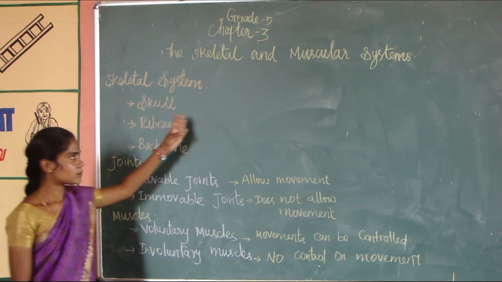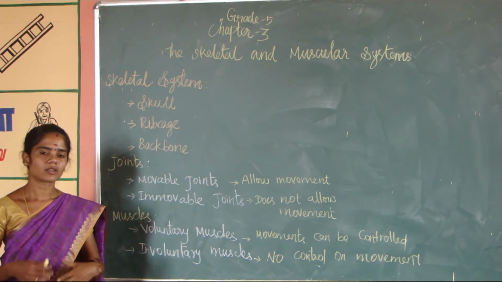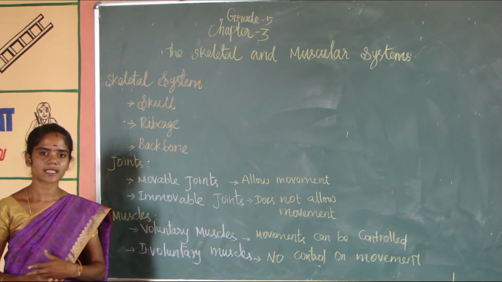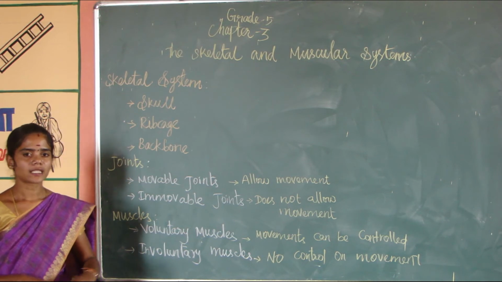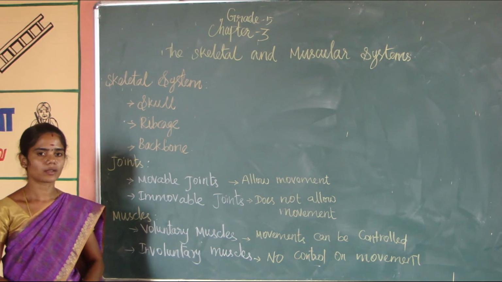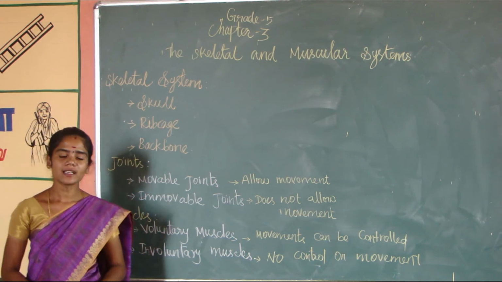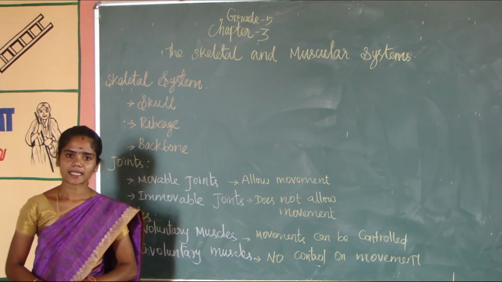In the skeletal and muscular system, we discussed what a skeleton is and what the uses of the skeleton are, that is the functions of the skeleton, then the parts of the skeleton, and we discussed joints and muscles. Okay, what is called a skeleton? It is a framework of bones. Okay, that is called a skeleton.